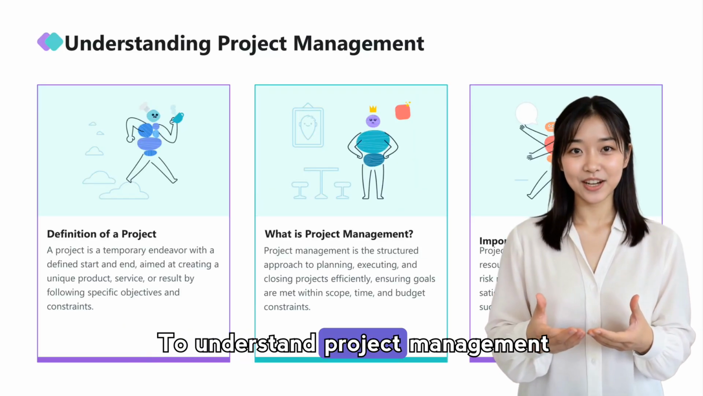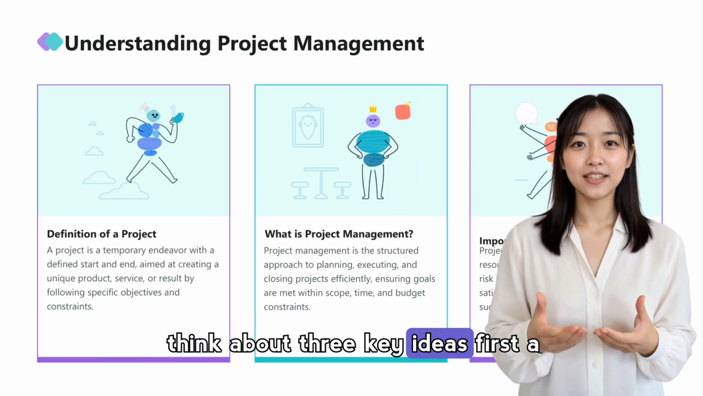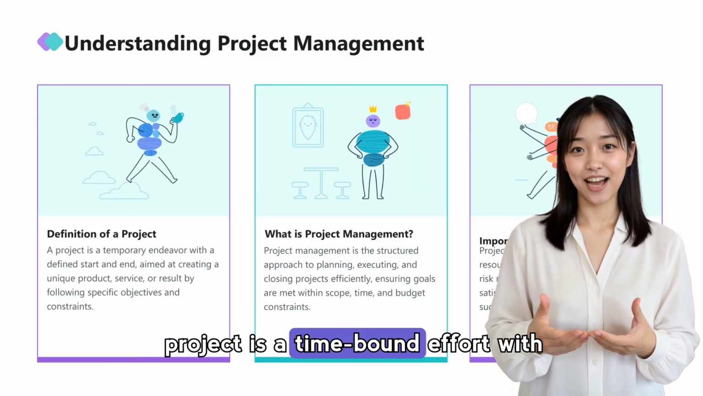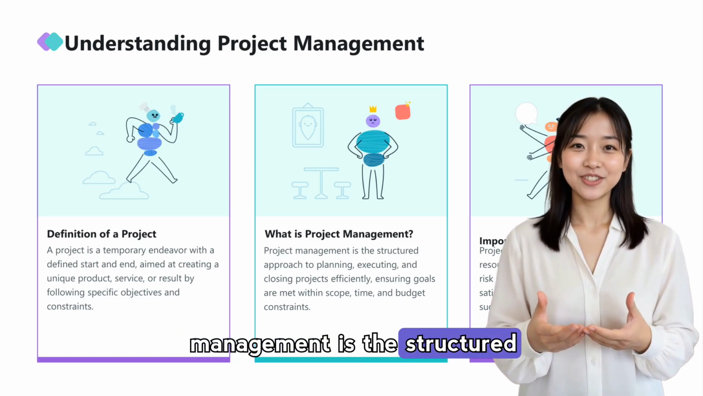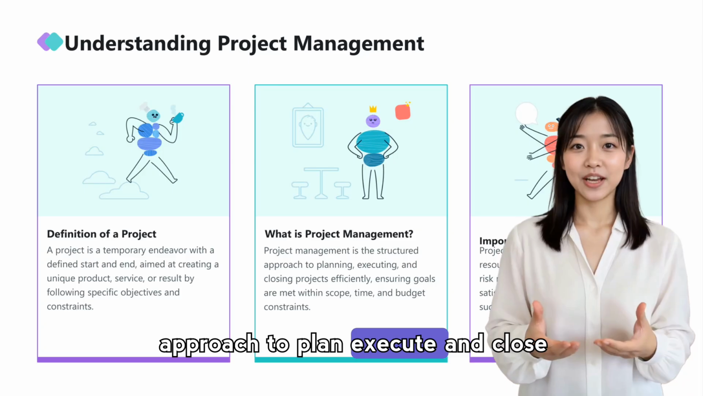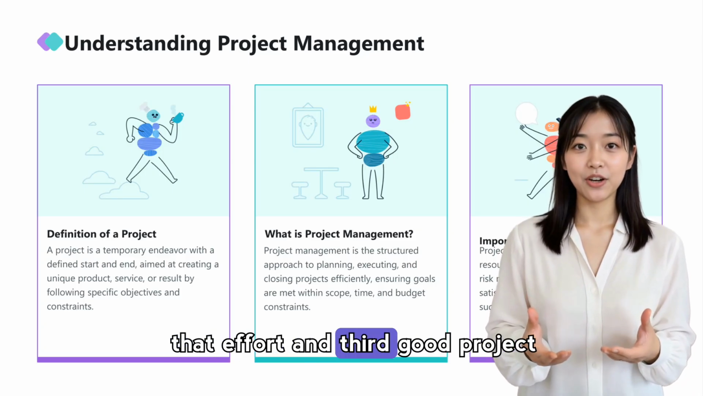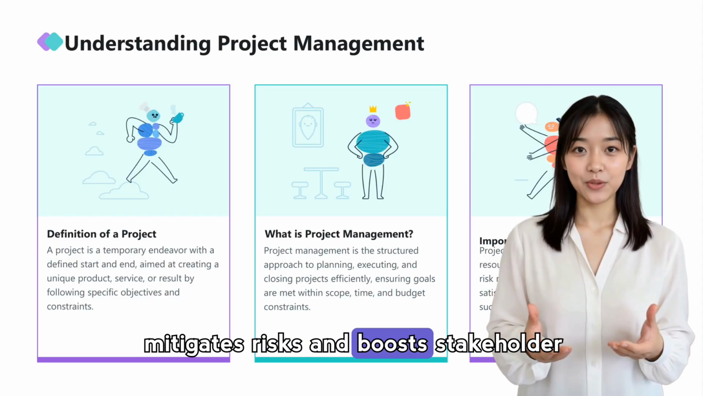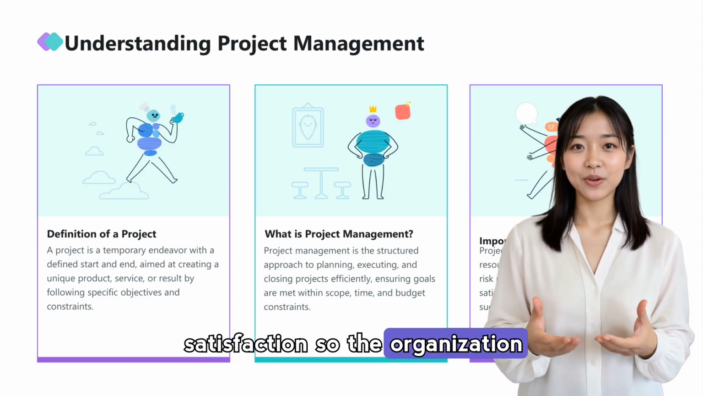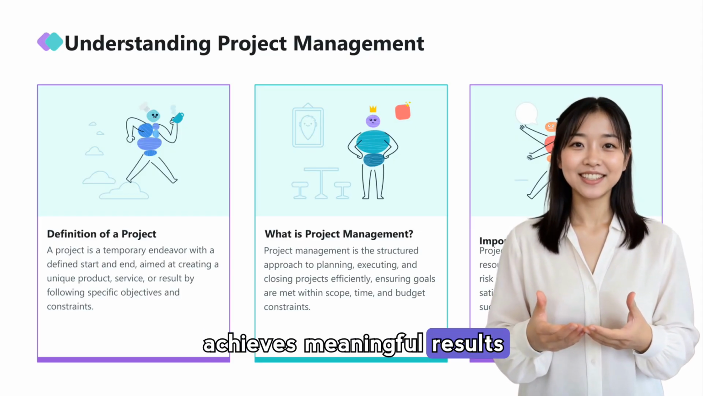To understand project management, think about three key ideas. First, a project is a time-bound effort with clear objectives. Second, project management is the structured approach to plan, execute, and close that effort. And third, good project management improves efficiency, mitigates risks, and boosts stakeholder satisfaction so the organization achieves meaningful results.